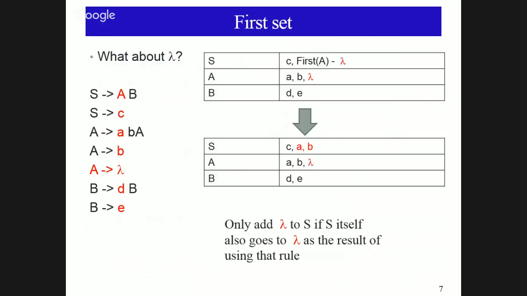If S itself could go to lambda, how would it go to lambda in this case? Well, if A were to go to lambda and B were to go to lambda as well, then S itself could go to nothing, lambda. Then you put the lambda in. Otherwise, you do not copy the lambda, right? Do not copy the lambda. So what's the first set for this with a lambda? The only thing extra is that A has a lambda in it.